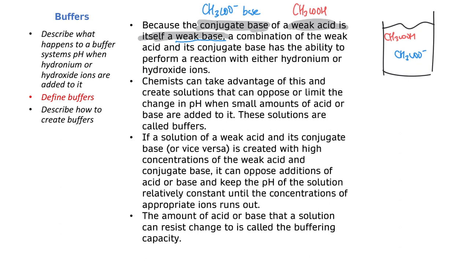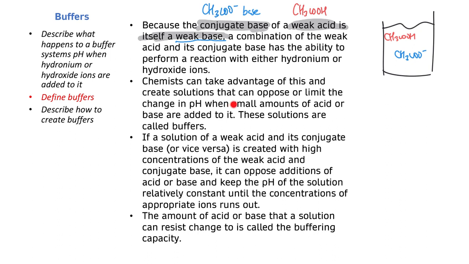it has the ability to perform reactions with either hydronium or hydroxide ions. When you add hydronium, the acid, it's going to react with the base. If you add hydroxide ions, it's going to react with the acid molecule. So chemists can take advantage of this and create solutions that can oppose or limit the change in pH when small amounts of acid or base are added to it. These solutions are called buffers.